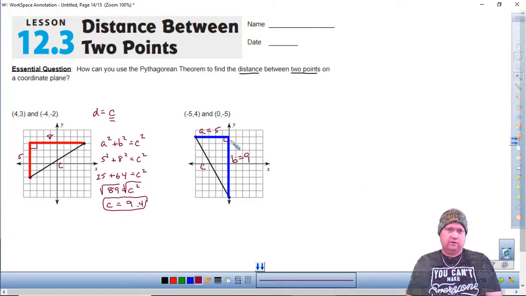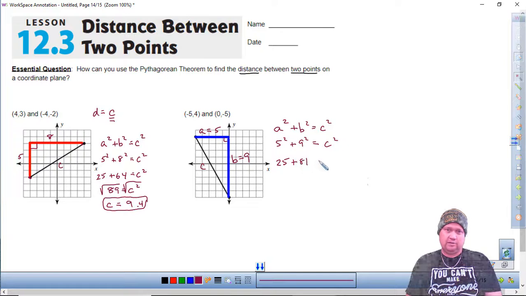So there we go. We're going to go right to our formula. Let's go find C. A squared plus b squared equals c squared. And 5 squared plus 9 squared equals c squared. And so that's 25 plus 81.